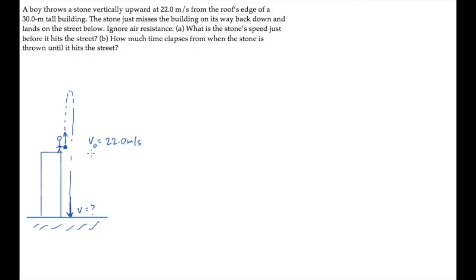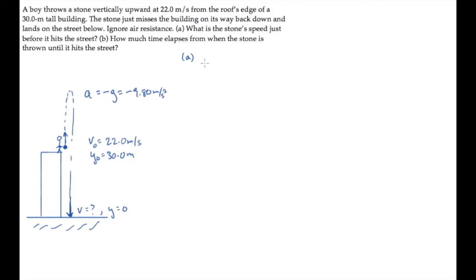We know that the initial height of the stone, y0, is 30 meters. That's the height of the building. The final height of the stone is 0. It's at the ground, and all during its flight, the acceleration in the vertical direction is minus g. It accelerates down at 9.80 meters per second squared.